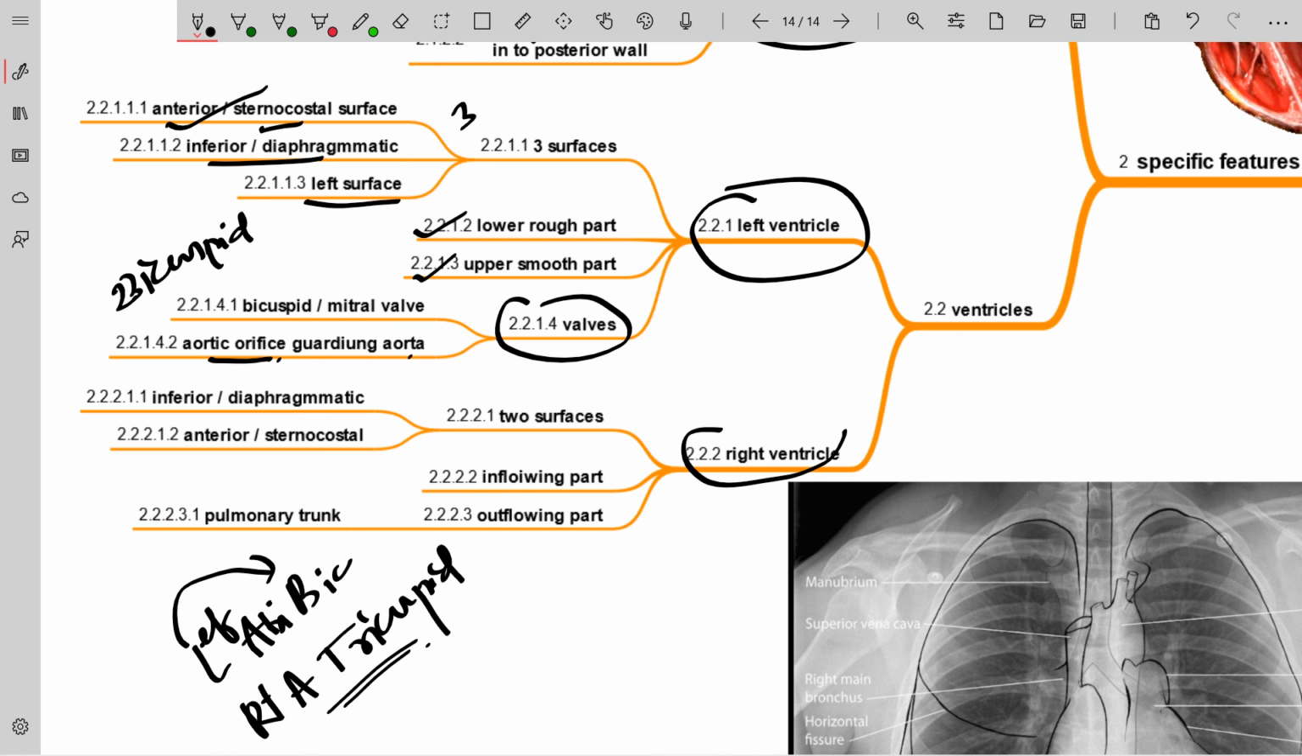Right ventricle has 2 surfaces: inferior diaphragmatic and anterior sternocostal, and the pulmonary trunk.